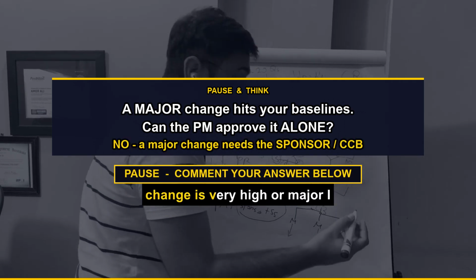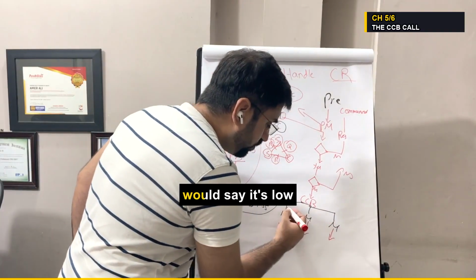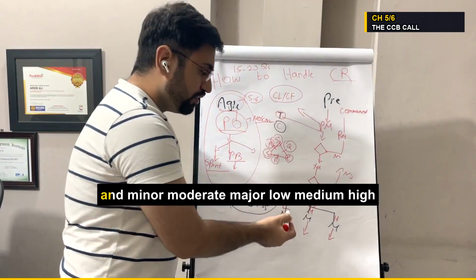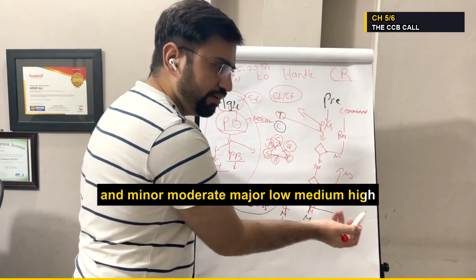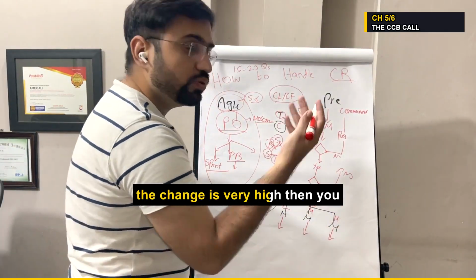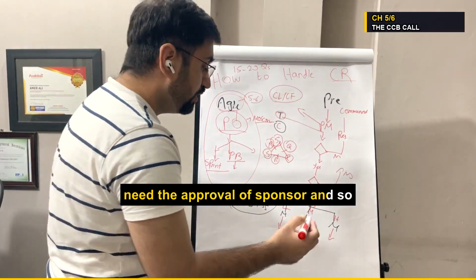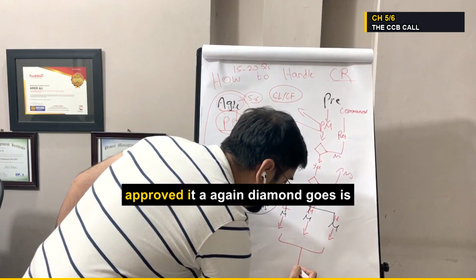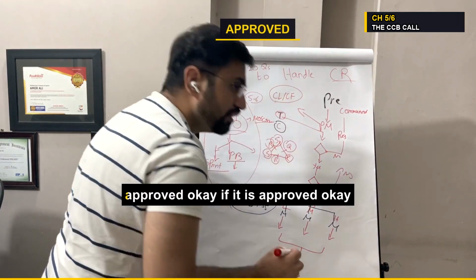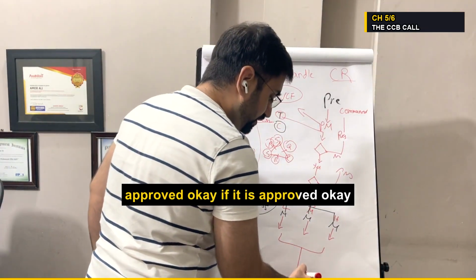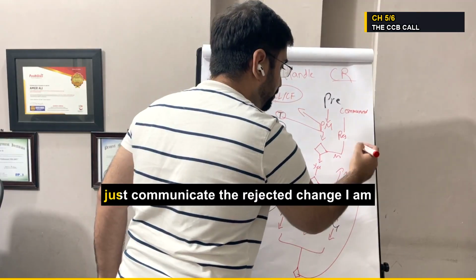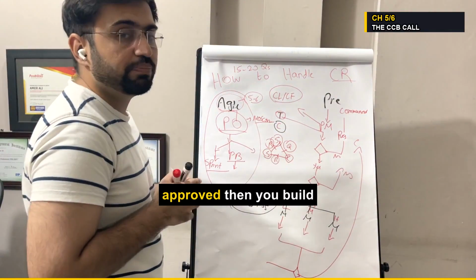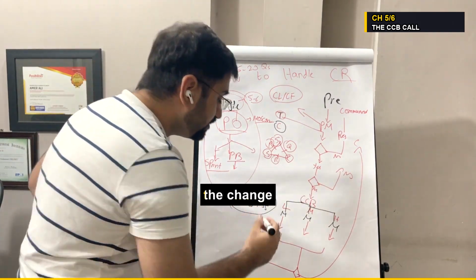If the change is very high or major, I would say low, medium, high, and minor, moderate, major, low, medium, high. If the change is very high, then you need the approval of the sponsor and so on. So let's say the change is approved. If the change is approved, it goes there. Again, a diamond symbol is there. The change is approved. Okay, if it is not approved, again you just communicate the rejected change. So if the change is approved, then you build the change.